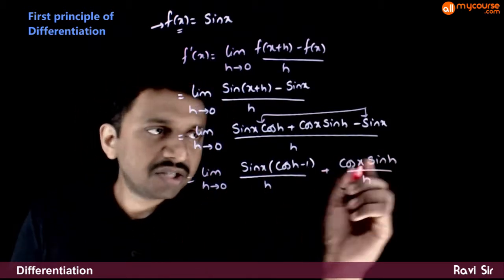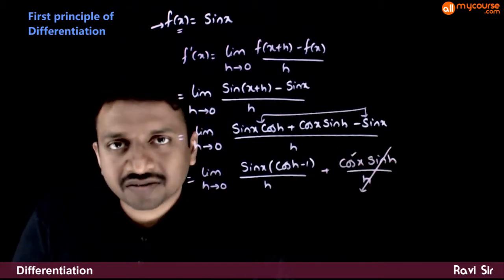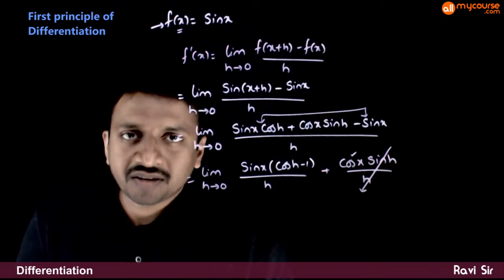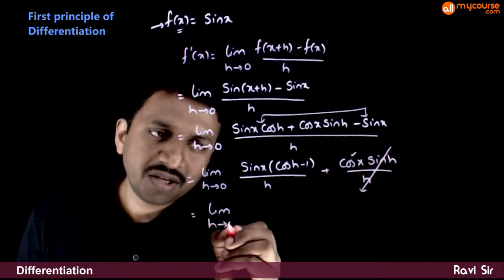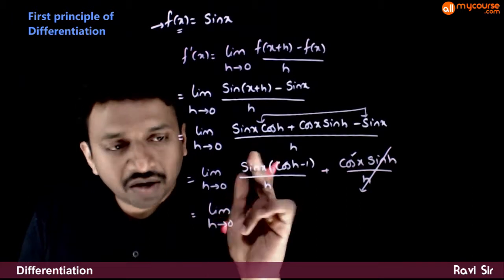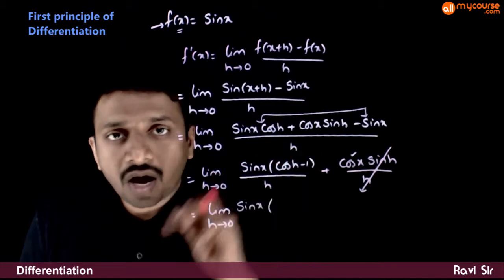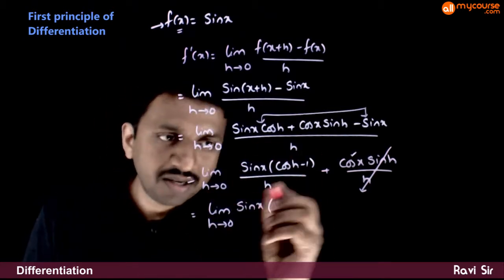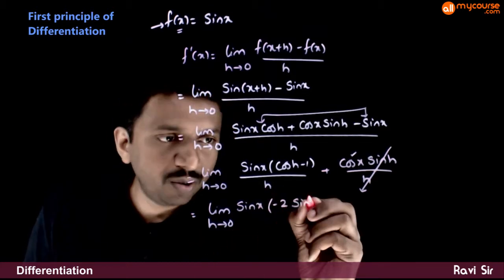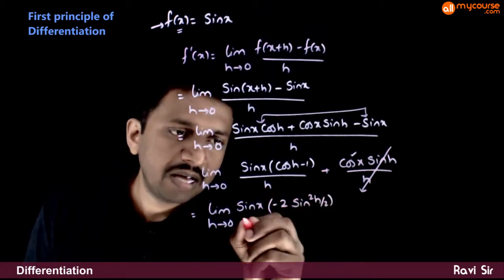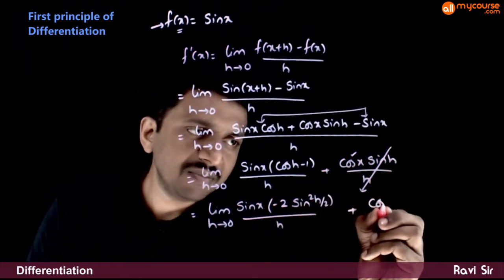So as h tends to 0, sin h by h goes to 1. So this becomes cos x. And what about this limit? I'll separate these two limits. So limit h tends to 0. In this, sin x is a constant, so you don't need to worry about sin x. And cos h minus 1 can be written as minus 2 sin square h by 2, by h, plus the second limit becomes cos x.